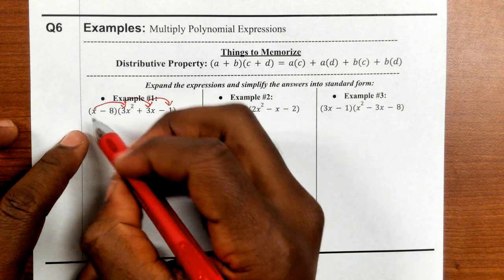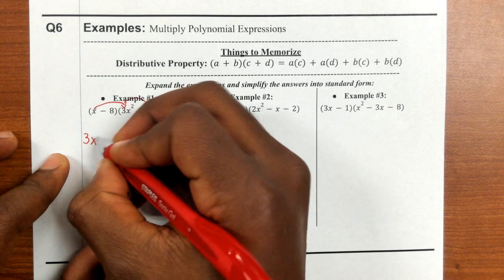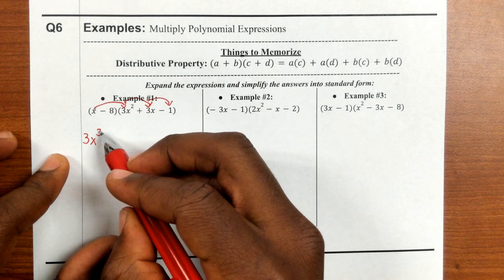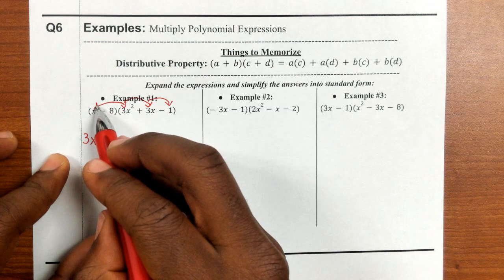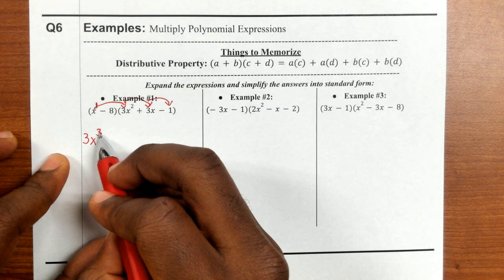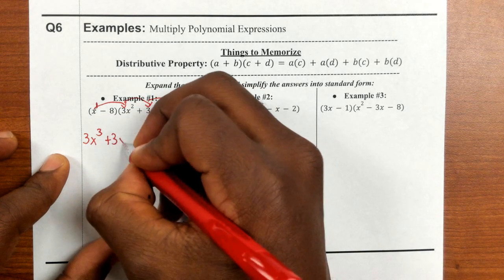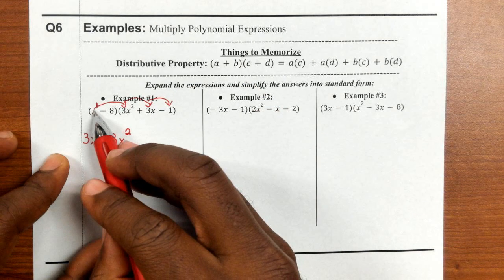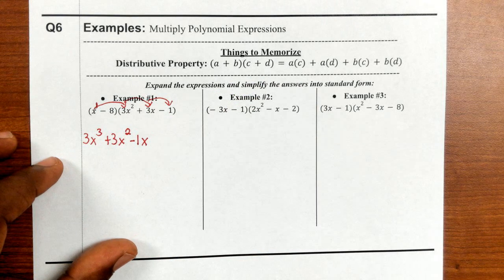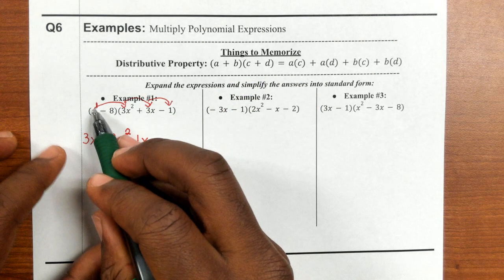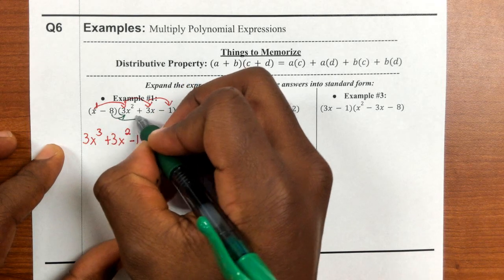So let's do that. X times 3x squared gives me 3x cubed, or to the third power, because technically the exponent here is a 1, 1 plus 2 gives me x to the third power. X multiplied by 3x is 3x squared. And x multiplied by -1 is -1x. Okay? Now that we've distributed the x, I'm now done with the x. Now I'm going to distribute the -8.